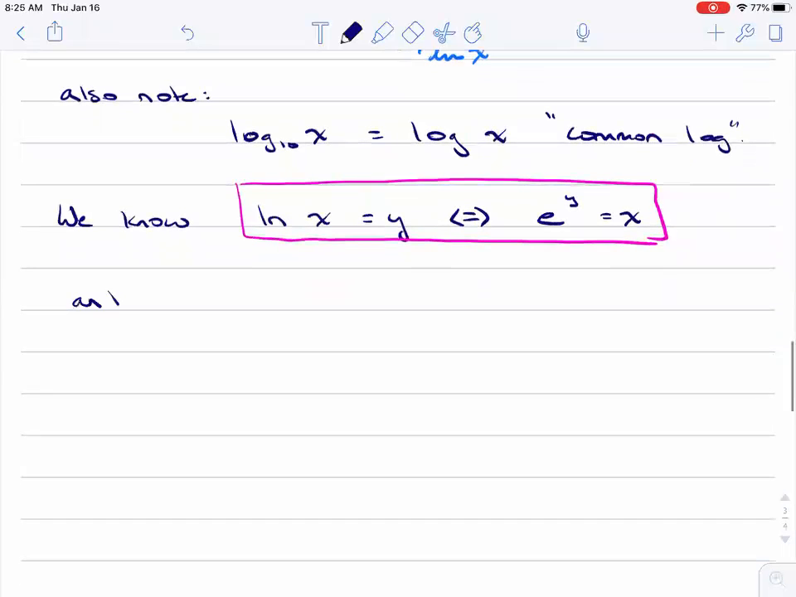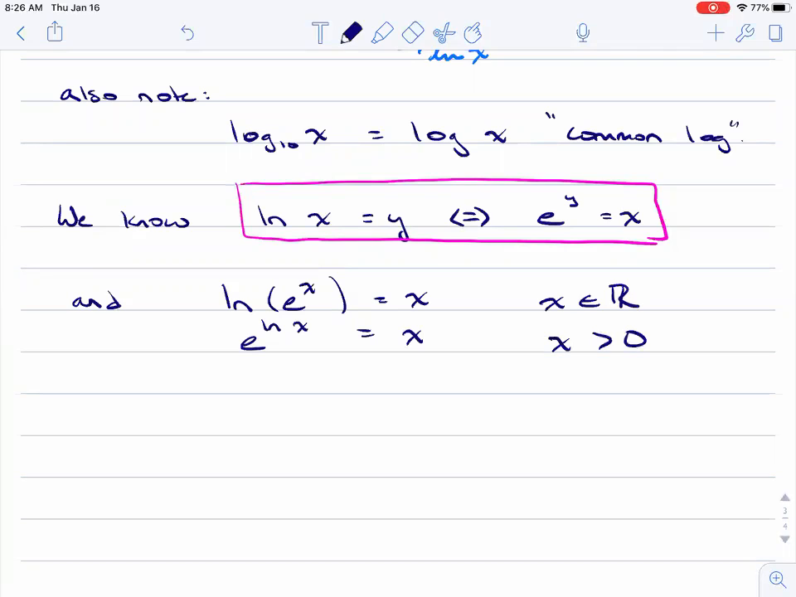And just applying those same rules that we covered in general at the beginning, the natural log of e to the x is just x, as long as x is in the set of real numbers. I'll clean up here. And then e to the natural log of x is also x, as long as x is greater than 0, right?